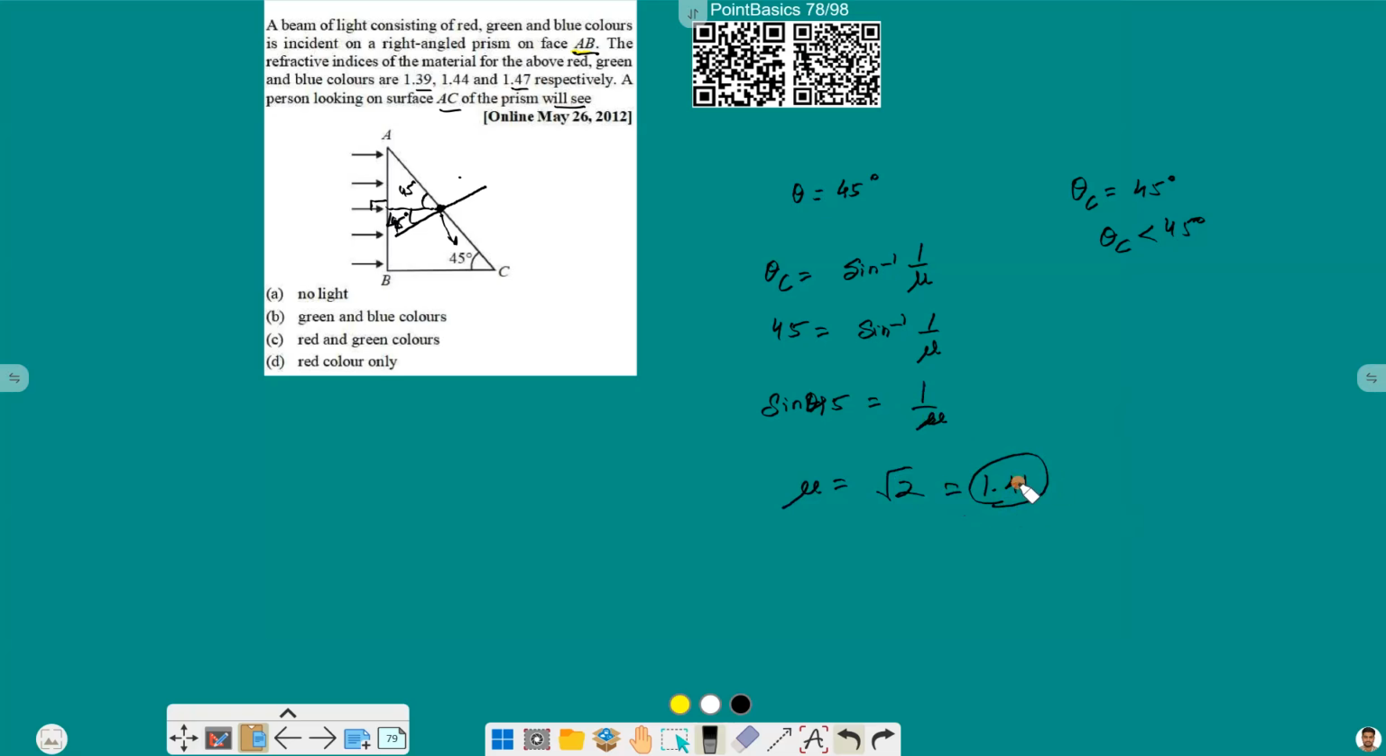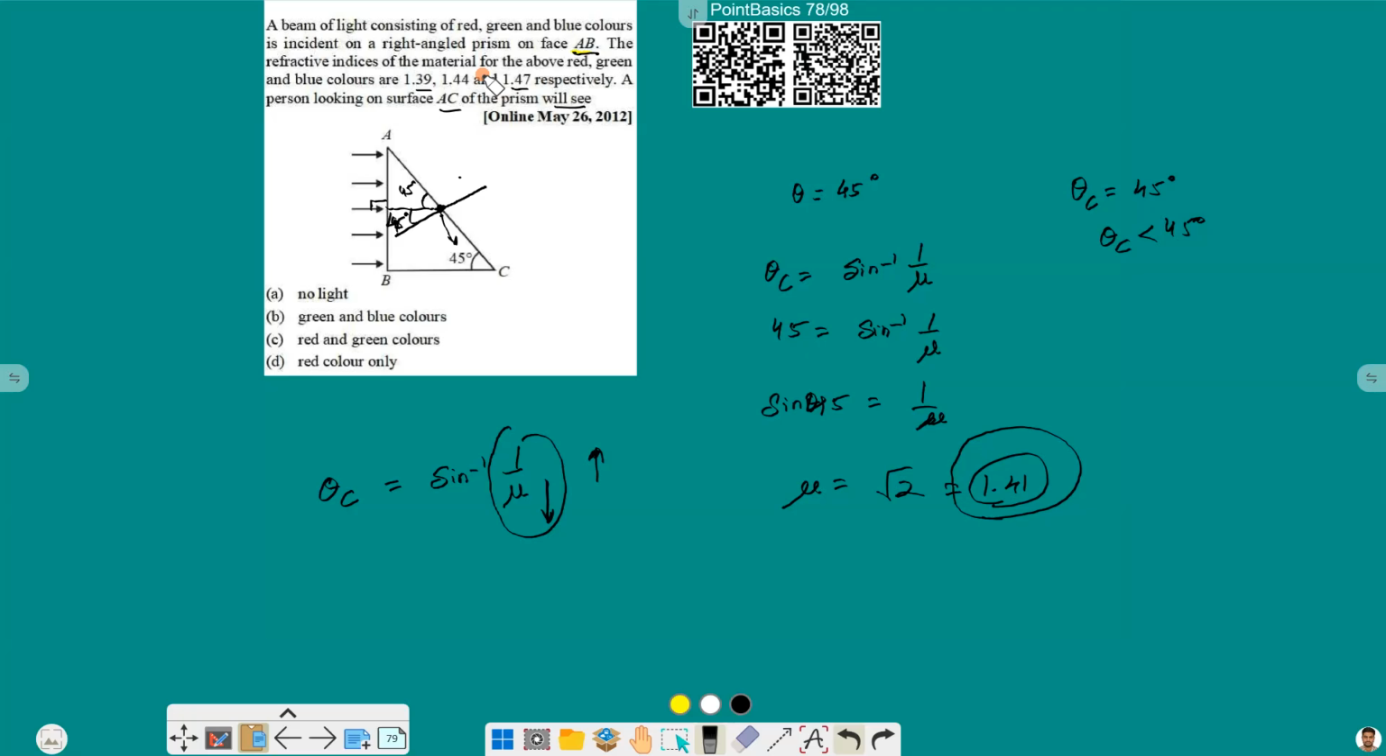It means if the refractive index of any light is less than this one, and why less than? Because we know that critical angle is equal to sine inverse 1 by mu. If mu has the lower value, then this term as a whole will be greater and theta will be greater. So if mu is lower than 1.41, that light will be totally internally reflected.